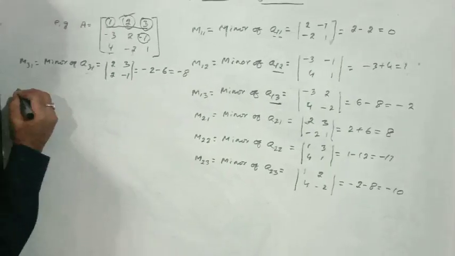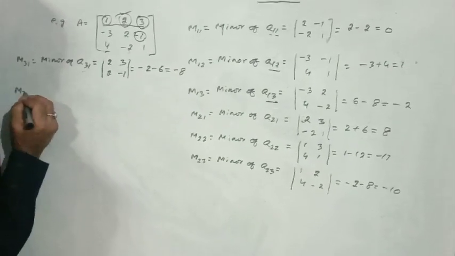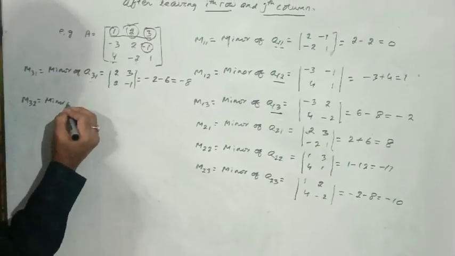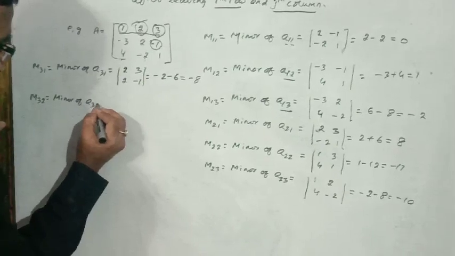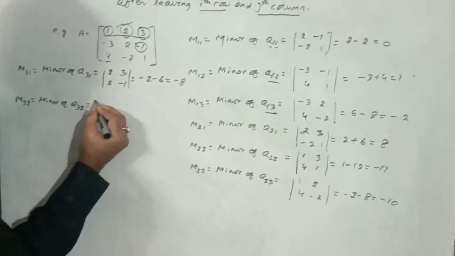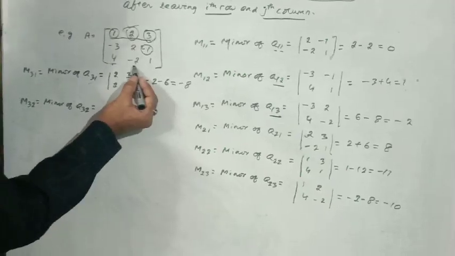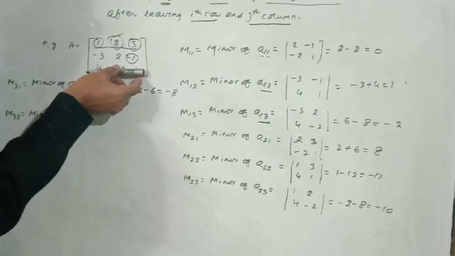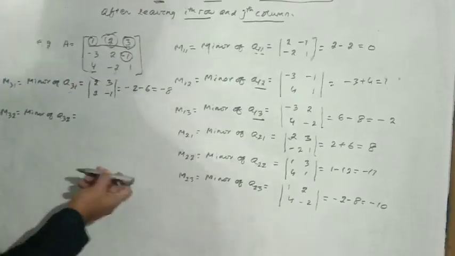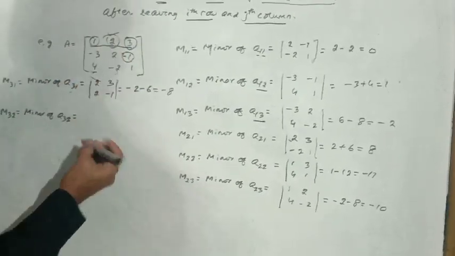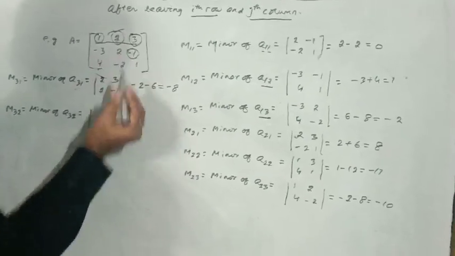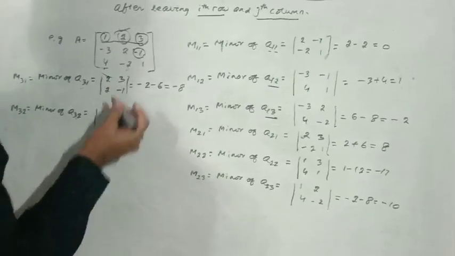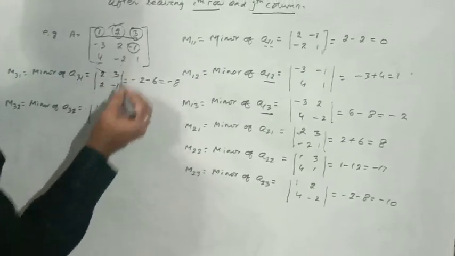Again, M32 is the minor of A32. The corresponding element of A32 is minus 2. So we have to omit the third row and second column. After omitting the third row and second column, we are getting the determinant of 1, 3, minus 3, minus 1.